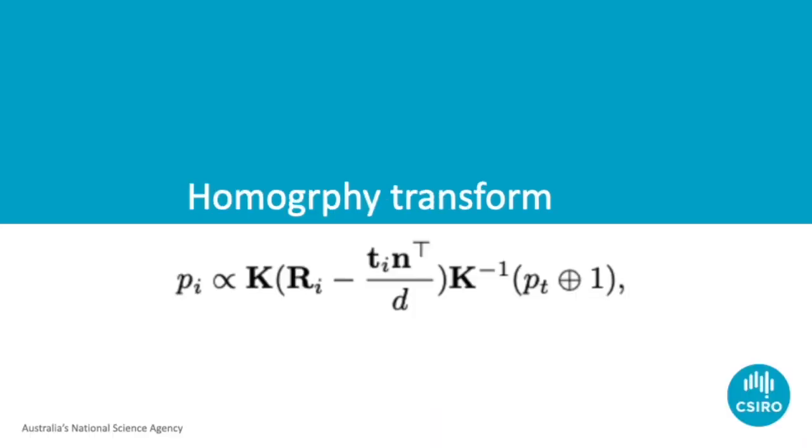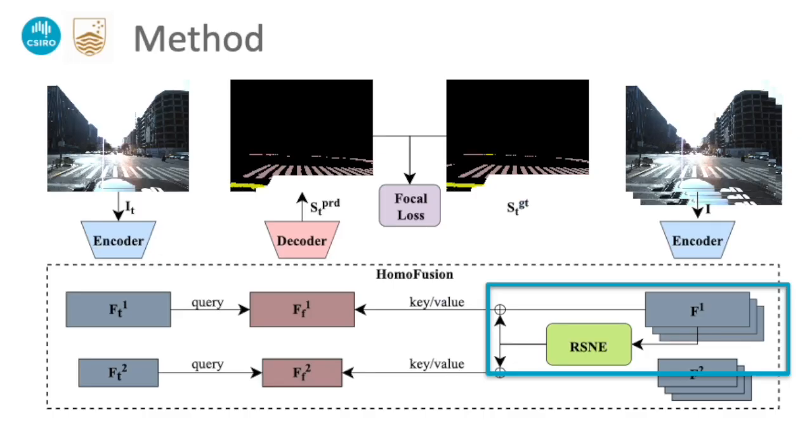We use this homography transform equation to project pixels. In the homography transform equation, the road normal vector is unknown. We propose a road surface normal estimator module to estimate it. Then, I am going to introduce the data flow.